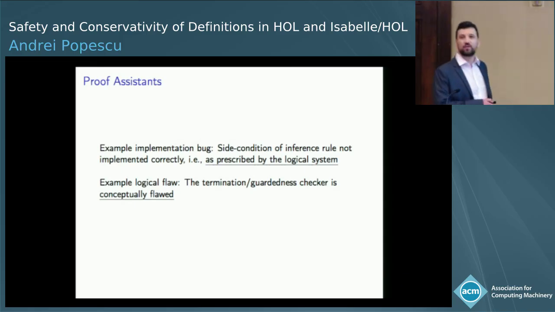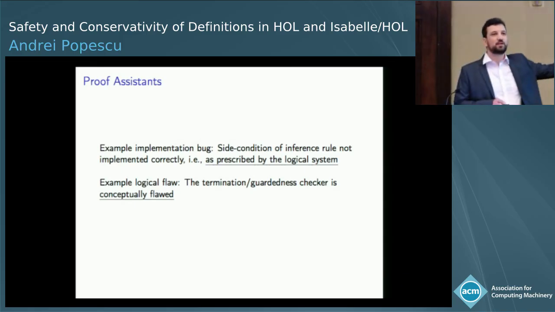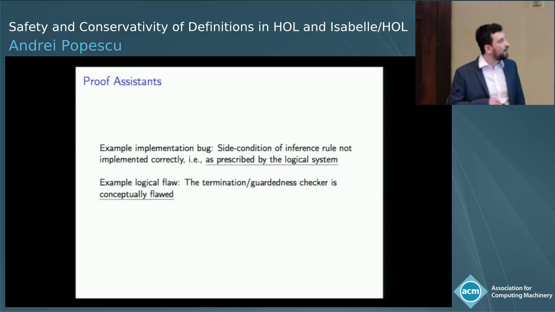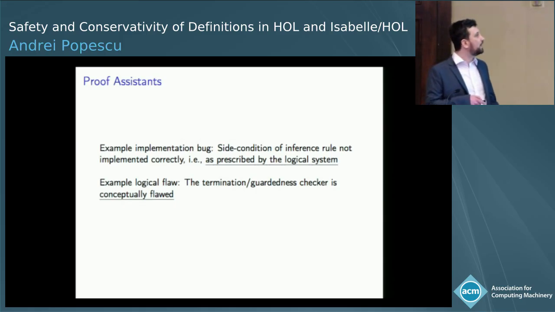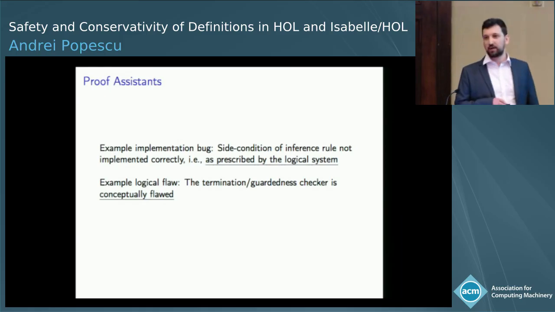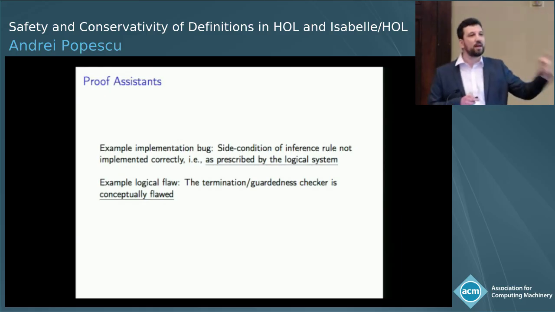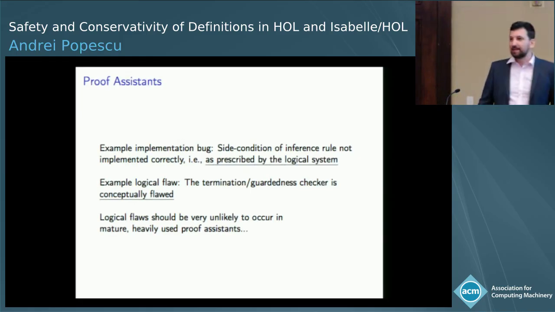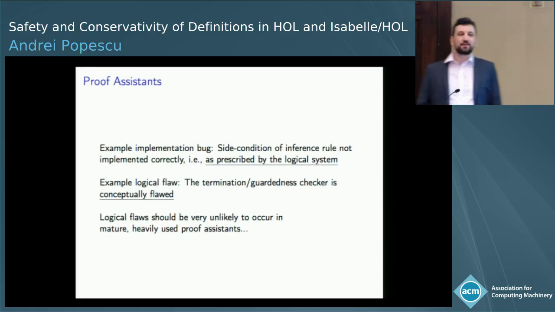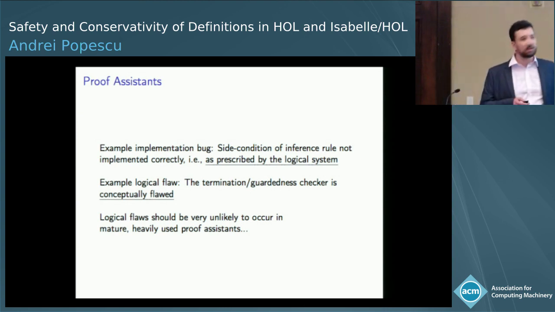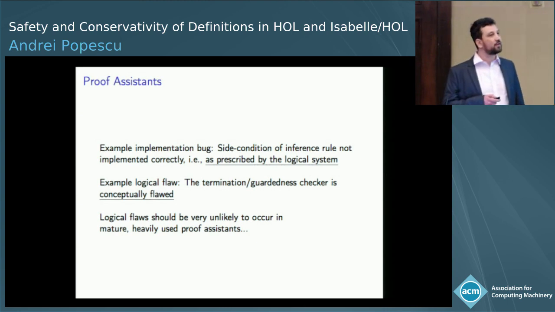So an example of an implementation bug: let's say a side condition is not implemented correctly, as prescribed by the logical system. On the other hand, a logical flaw can be something conceptually wrong in the inference system or in the termination or guardedness checker, conceptually, and in the pen and paper development of the system. And ideally, one would expect that mature and heavily used and heavily tested proof assistants do not exhibit logical flaws, at least.